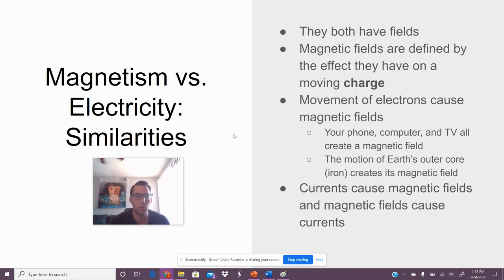So your phone, whatever you're watching this on, your computer, it's actually creating a magnetic field. It's very weak, but it is there. The motion of the Earth's outer core is creating a magnetic field because the iron of the outer core is moving around. So magnetism can exist naturally, or it can be created using currents. If I have a current of electrons, it's going to create a magnetic field.